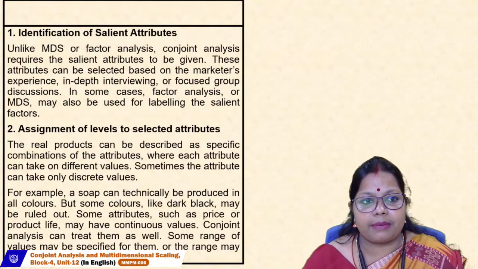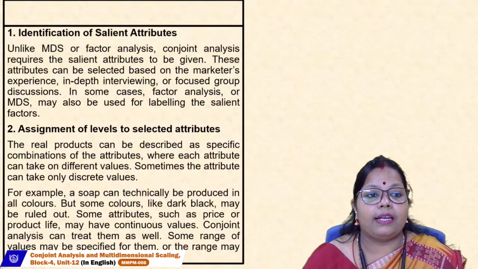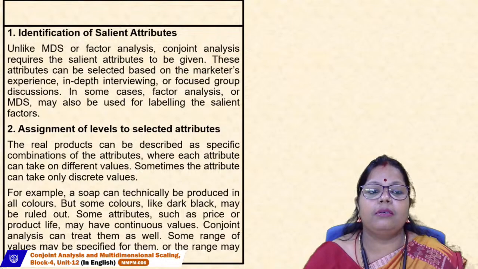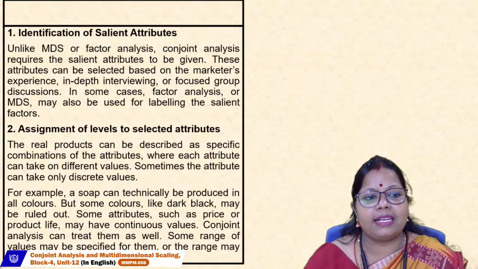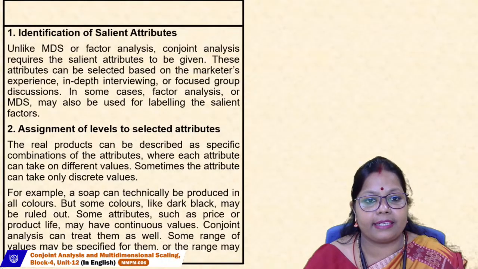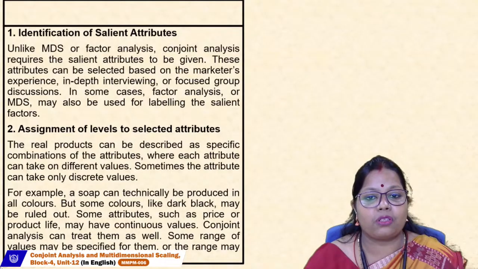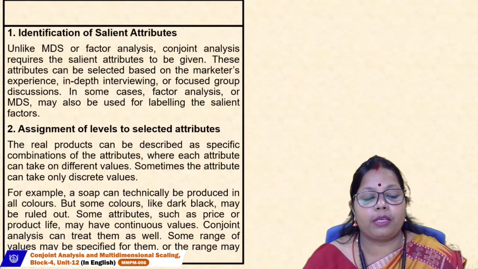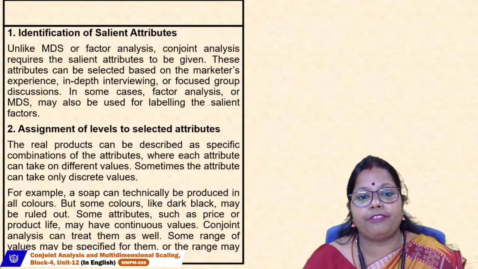Coming to the first step, the identification of salient attributes: unlike MDS, the multidimensional scaling, or factor analysis, conjoint analysis requires the salient attributes to be given. These attributes can be selected based on the marketer's experience, in-depth interviewing, or focus group discussions. In some cases, factor analysis or multidimensional scaling may also be used for labeling the salient features.